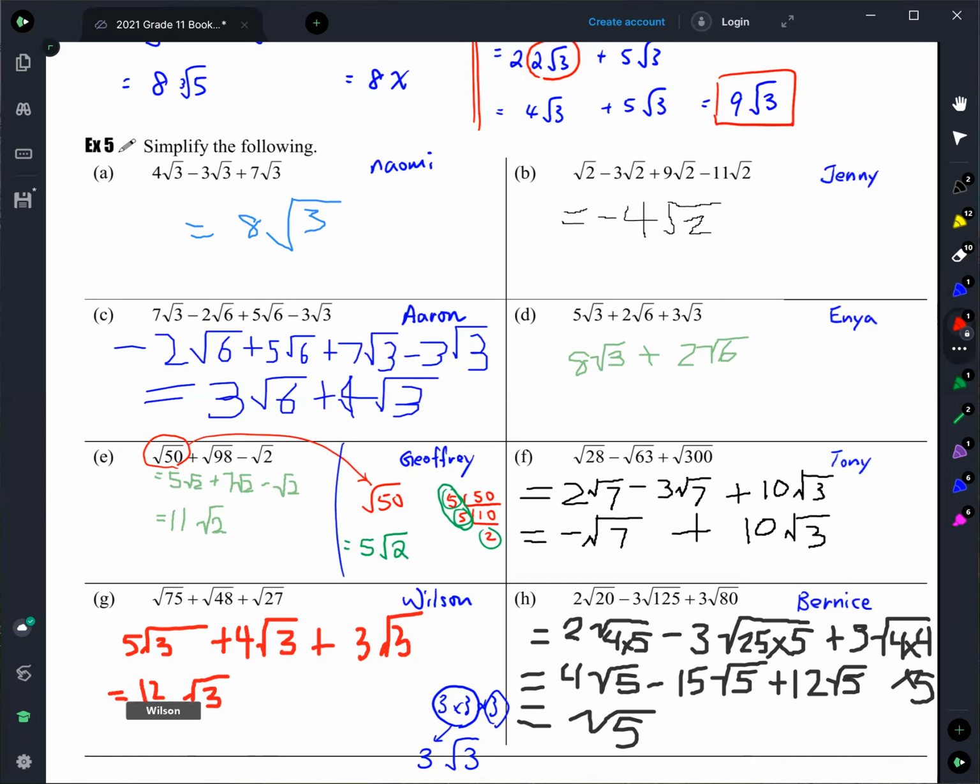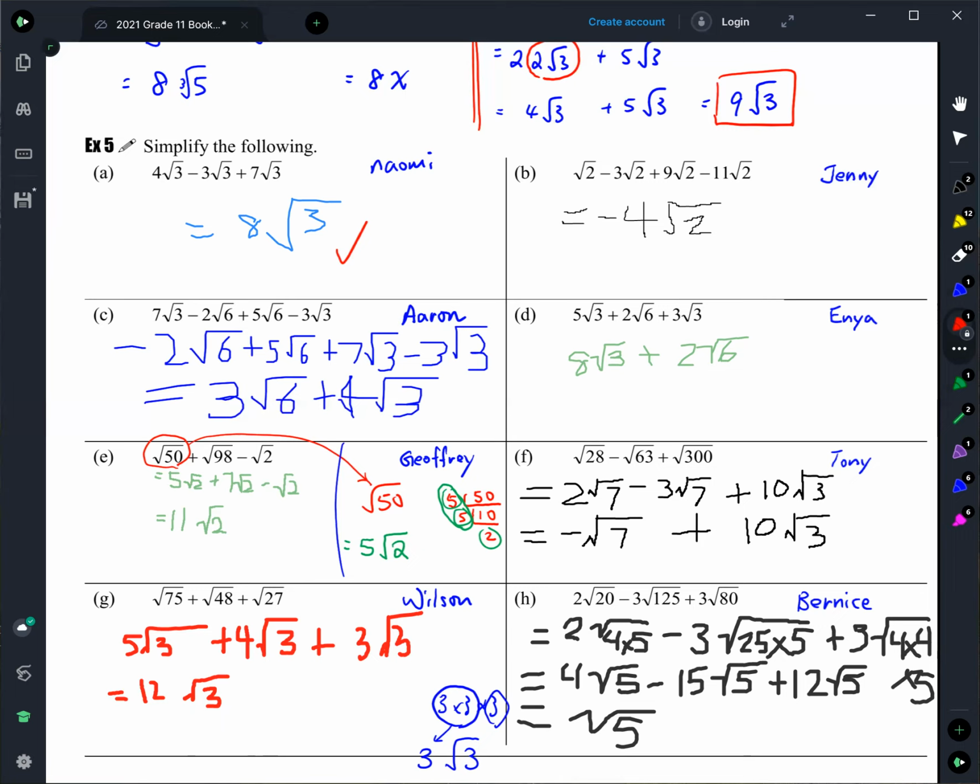Okay, did everyone else finish? Okay, so let's go over the answers. So first one, very straightforward, you just add them up. Subtract 4 minus 3 plus 7. Very good.